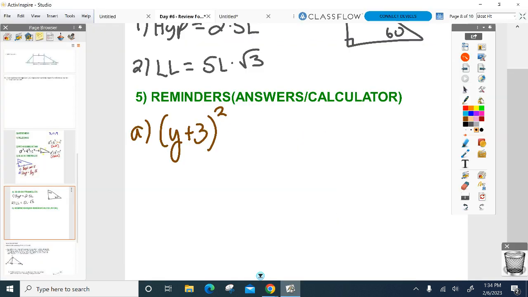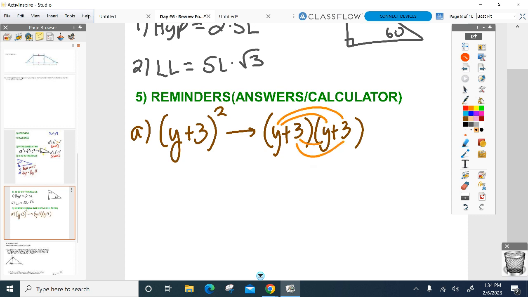Put that y plus 3 two times. Good. Yep, that's what I'm looking for. Y plus 3 times itself. I do not distribute the 2 in. And then I start doing a little FOIL, whatever you call it, double distribute action, right, to get that. All good?